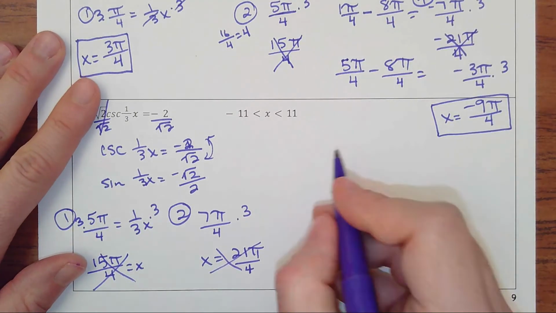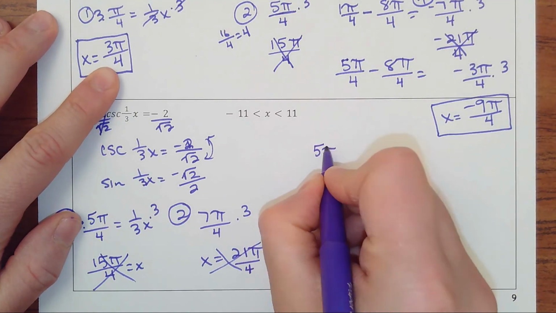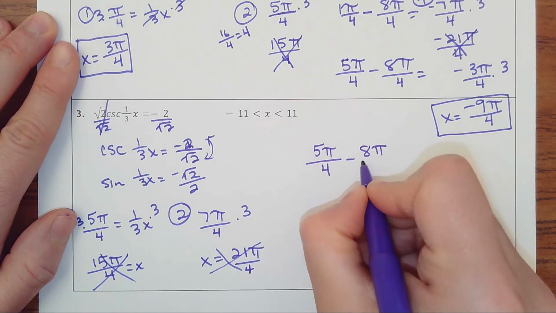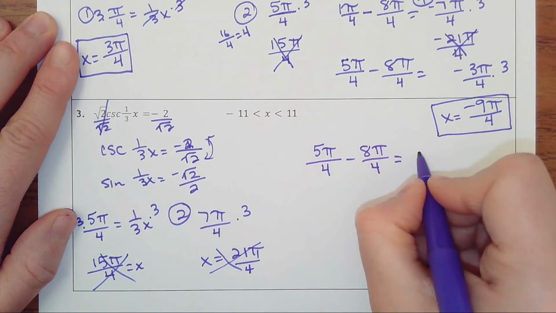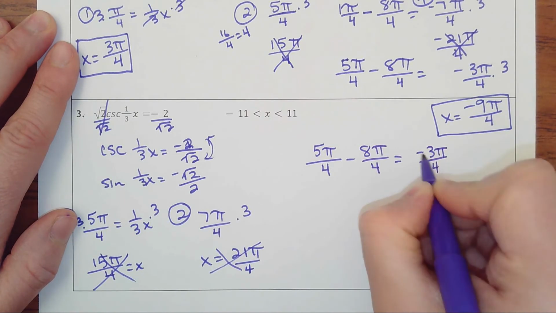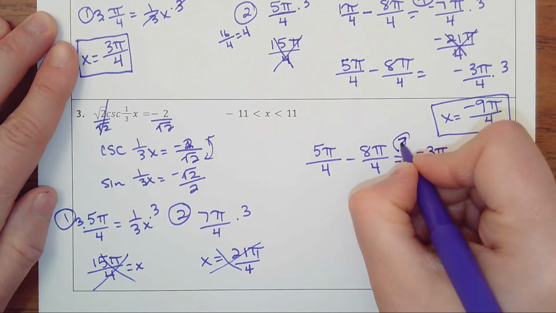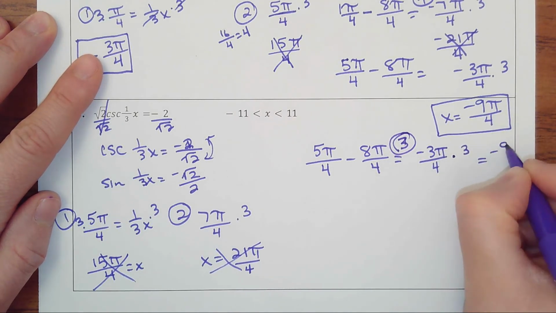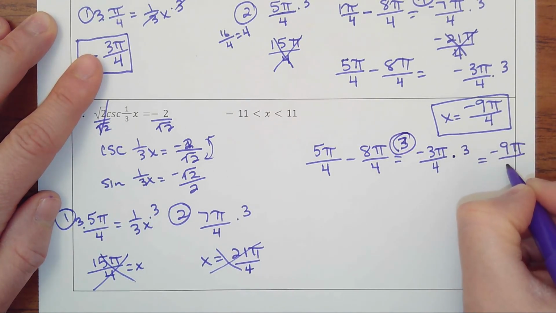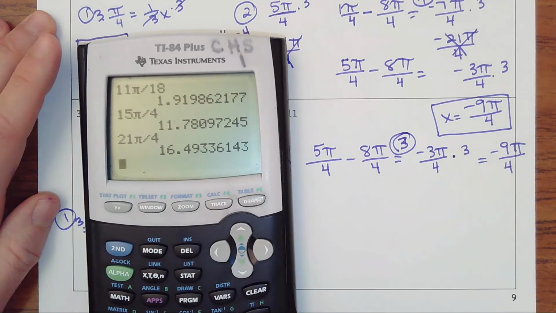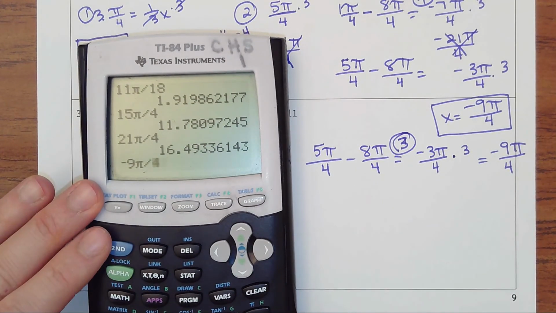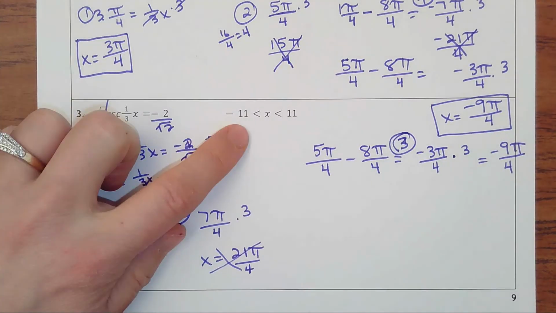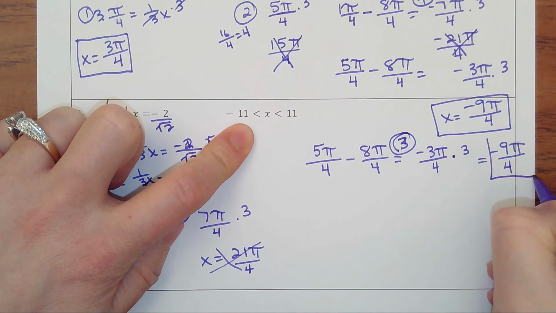Let's try to go backwards. So I'm going to take my angle of 5 pi over 4 minus 2 pi, which would be 8/4. That would be negative 3 pi over 4. That's my angle. I keep marking the wrong number. And then we're going to times by 3, which would be negative 9 pi over 4. Figure out what that decimal is. Negative 7 point something. That is bigger than negative 11, so that one's good.